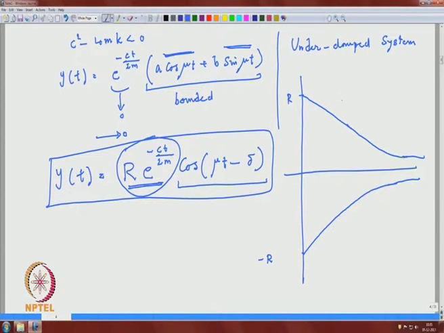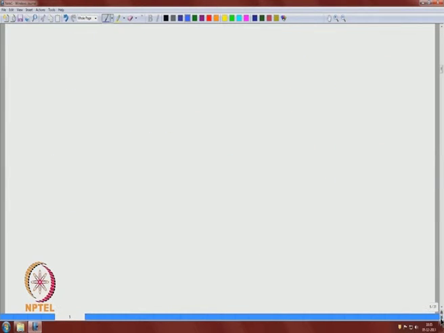So, this is the curve minus r e power minus c t by 2 m, and this is the curve r e power minus c t by 2 m, and it oscillates. So, it starts here, it will go to a maximum, and it will oscillate something like that. So, you see it will go like that. So, you have this complete analysis; this is case 2. Okay. All right.